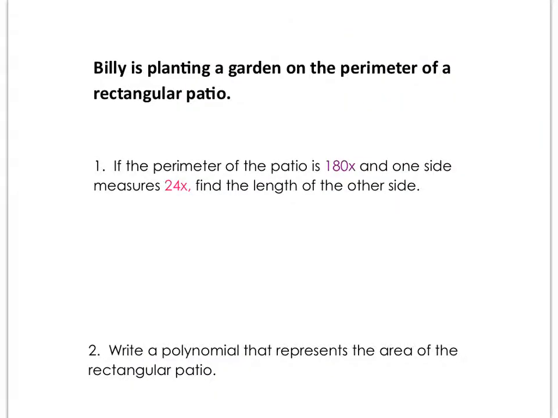All right, let's take a look at one more word problem. Billy is planting a garden on the perimeter of a rectangular patio. First part of the question says, if the perimeter of the patio is 180x and one side measures 24x, find the length of the other side. So let's draw a picture. Pictures always help to understand the word problem. So here, the perimeter is 180x. We know one of the side measures is 24x. So that means this other side here is 24x.